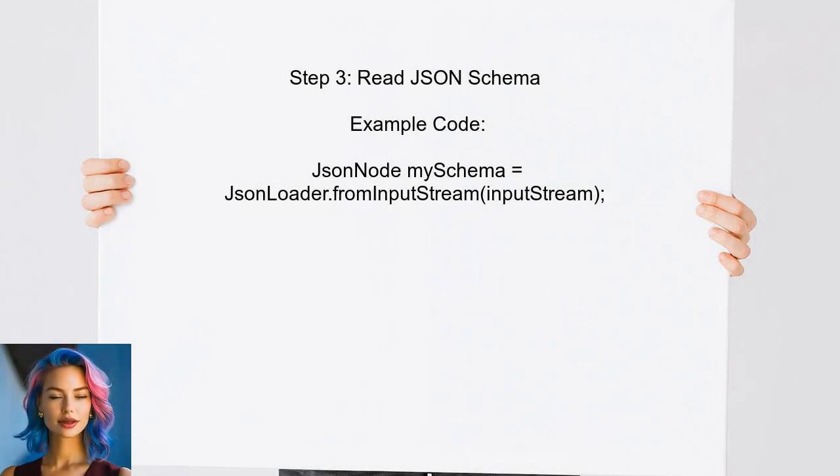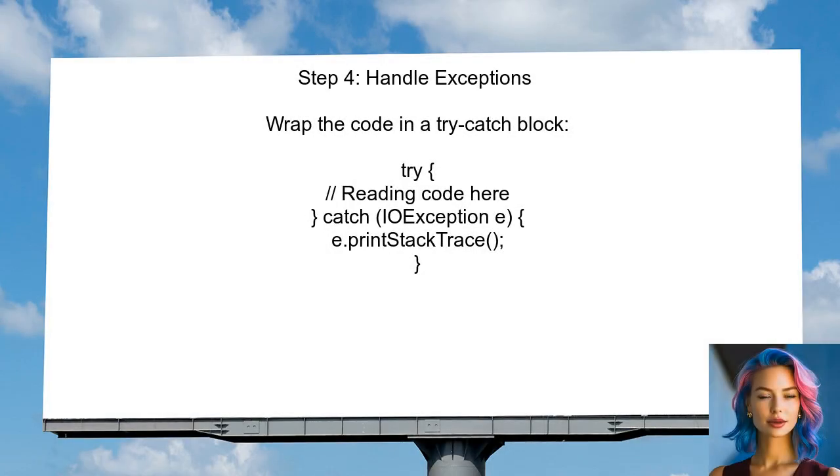After obtaining the input stream, the user can then read the JSON schema using the appropriate method from the JSON schema validator library. This will help avoid the file not found exception. Finally, the user should ensure that they handle any potential exceptions that may arise when reading the file. This will make the application more robust.